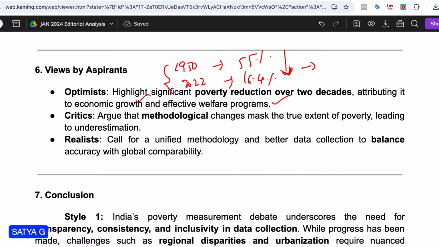When it comes to being a critic, you can mention methodological changes that are masking the actual or true extent of poverty, leading to underestimation. And you can mention that there are still gaps in the implementation. And finally, take a balanced conclusion.